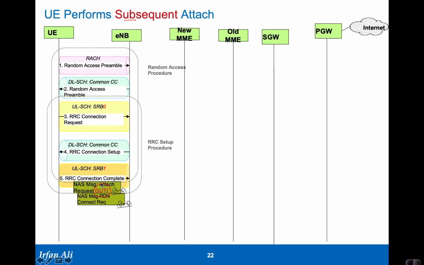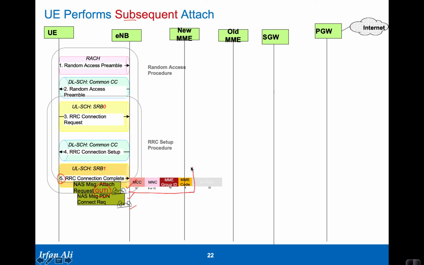So in the subsequent attach, if it does have a GUTI, it provides the GUTI and it integrity protects this message. So in a subsequent attach, the IMSI is not provided, and the same thing is with the NAS PDN connection request message: it is integrity protected using the keys that had been provided in the previous attach.